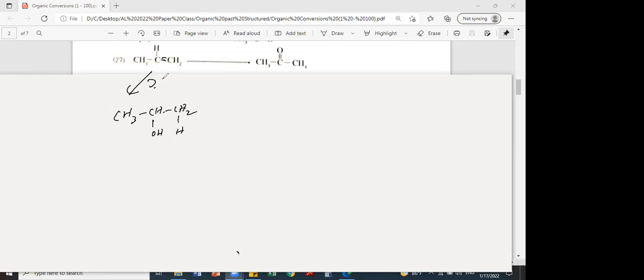So what is added here? Dilute H2SO4. When you add dilute H2SO4, you can make it into the secondary alcohol. Then you can use PCC. Pyridinium chlorochromate. Very good, excellent. Pramodi correct. Tamasha correct. Very good. Pramodi gave PCC.